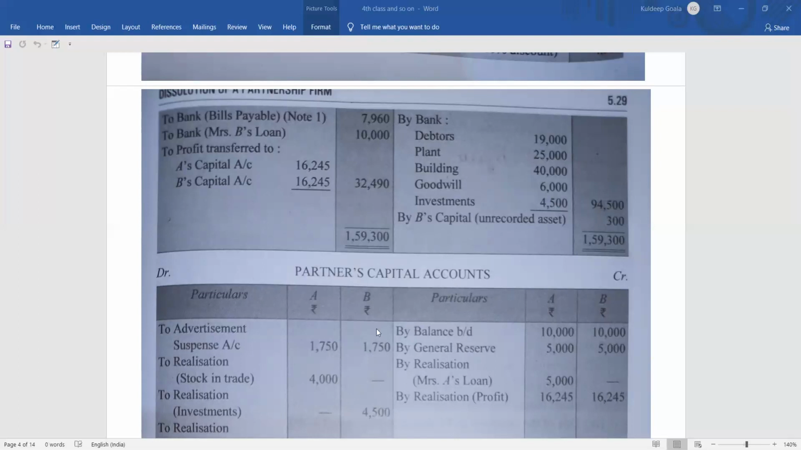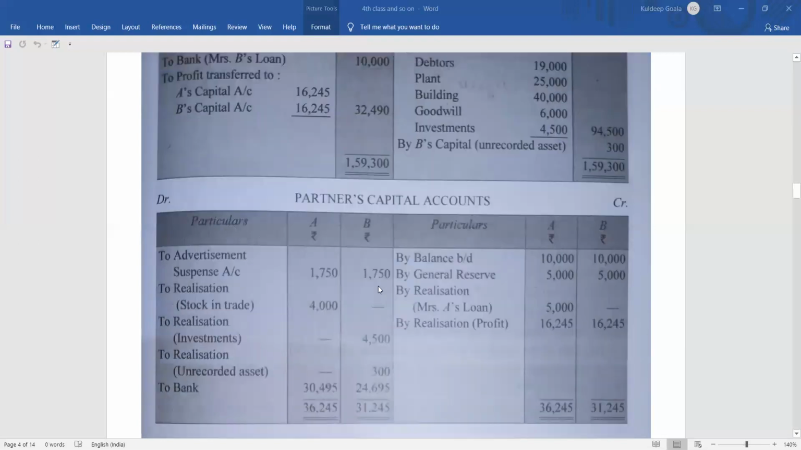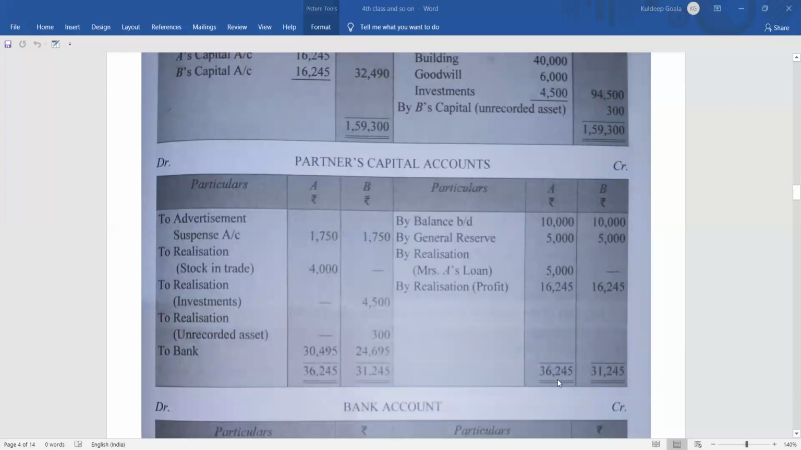Okay, the only thing you have to do is post the remaining items from the realization account, taking some hint from the balance sheet. So in the partners' capital account, what will happen now? All the adjustments are done. We are going to do the balancing. In case of A, the total of credit side is 36,245. Okay, you have to do the balancing in all the cases in the same way. Here we can see that the credit side is more and debit side is less. But in case you are confused, then do the totaling, and in some cases you will find that the debit side is more, in some cases you will find that credit side is more. In both the cases it will be settled by cash or bank.